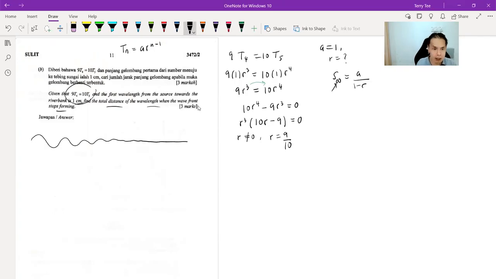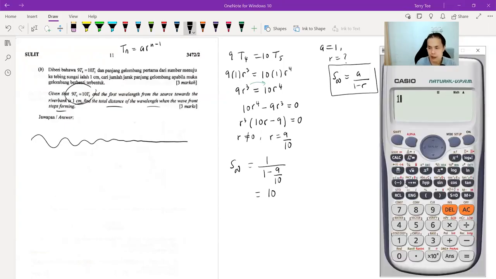And that happens when the number of terms approaches infinity. We use the sum to infinity, and as you know, sum to infinity is A divided by 1 minus R. My A is 1. My common ratio is 9/10. So 1 minus 9/10 is 1/10, and you flip it up, you should get 10. Now, if you're not sure, you can always use a calculator: 1 divided by 1 minus 9/10. There you go. The answer is just 10.